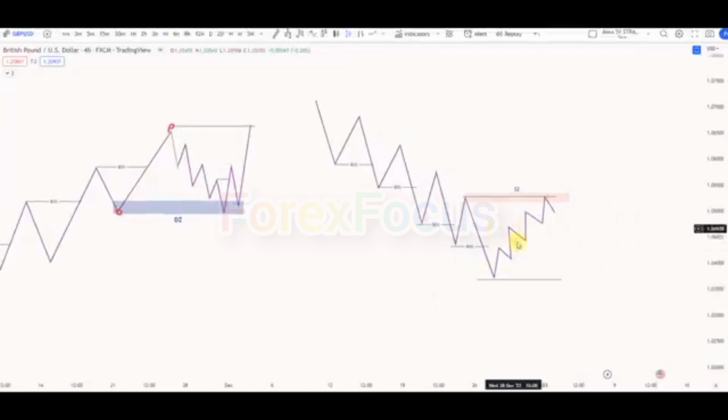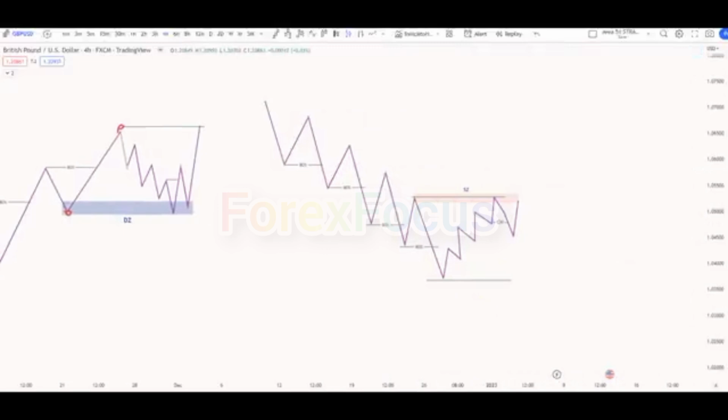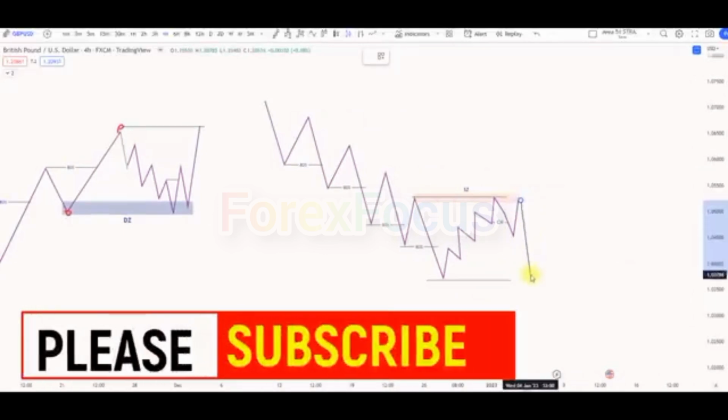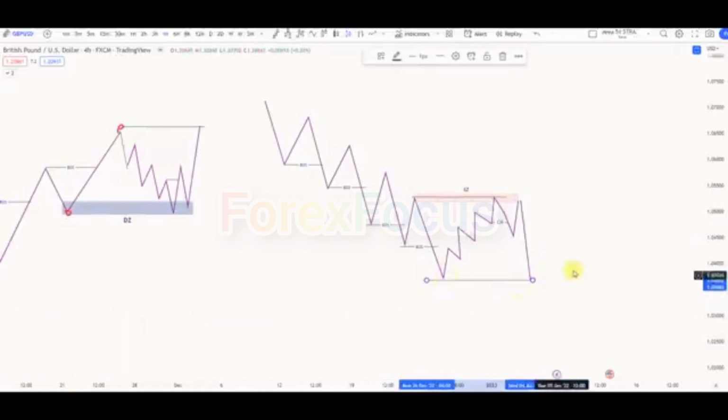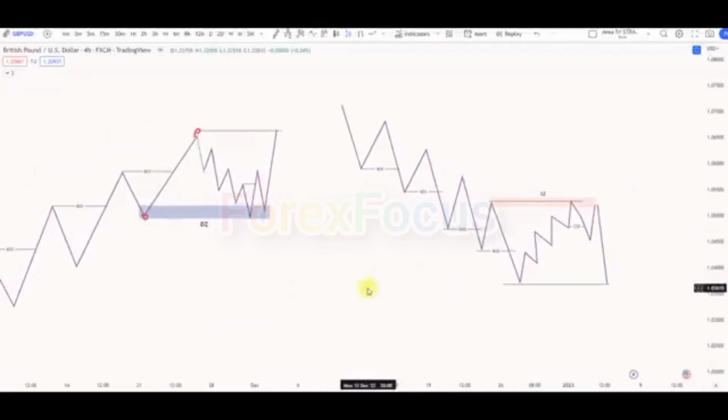So now that you mark your supply zone here on the downtrend market, and this is your lower time frame telling you the market is going back to reverse, back to the supply zone, then you stay patient and wait for the price to give you a change of character. Okay, here's your change of character, CHoCH. Once you have your change of character, you're gonna target your previous lows, which is here.